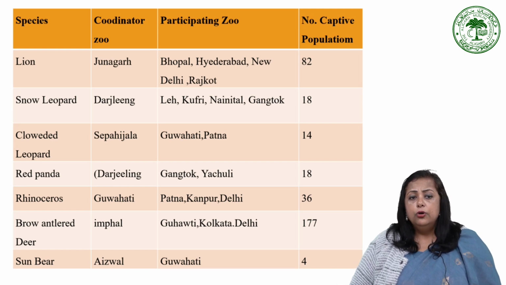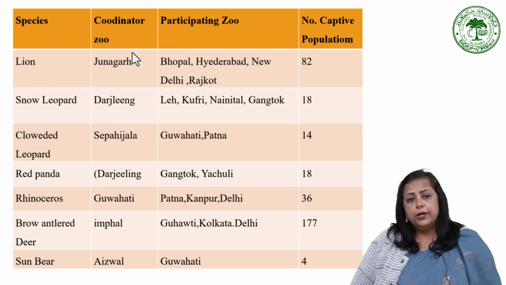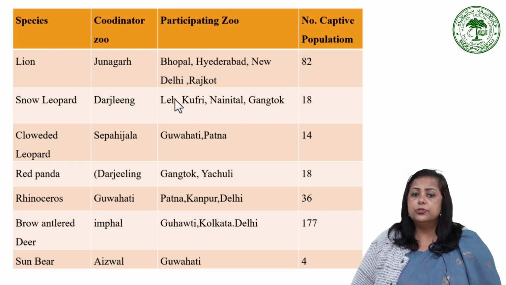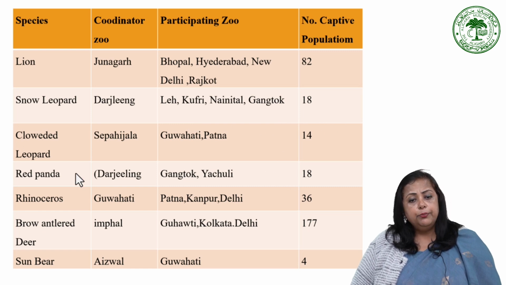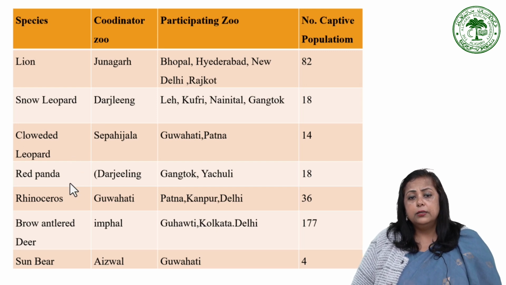For example, for the lion, we have captive breeding programs. The coordinator zoo is Junagadh and participatory zoos are Bhopal, Hyderabad, New Delhi. So captive population is around 82. Snow leopard, the coordinating zoo is Darjeeling and participating zoos are Leh, Kufri, Nainital, Gangtok. Clouded leopard, we have a captive breeding program. We have a captive breeding program for red panda.